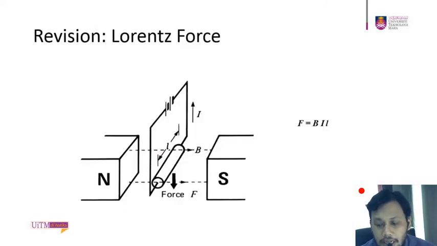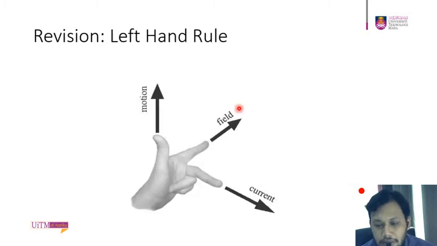Okay, so for the DC motor, one of the revisions that you can look into is the Lorentz law. You can further Google it, or search in your textbook on the Lorentz law. And also, please revise the left hand rule. So you have the motion, field, and current direction for this. Please revise this topic also.